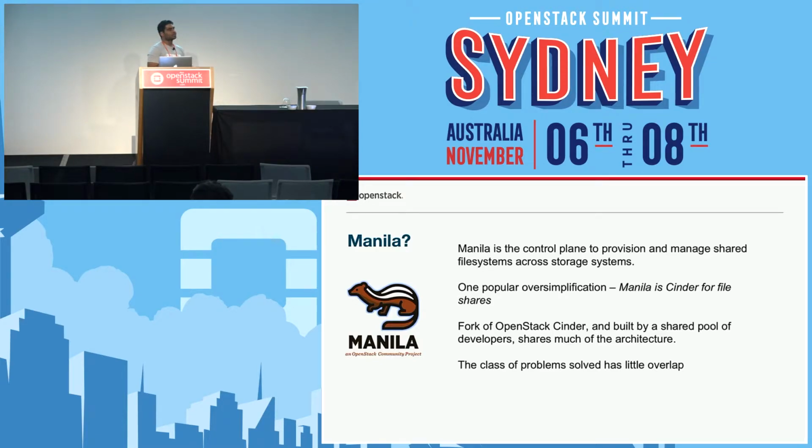To the uninitiated, one of the popular things that you usually hear is Manila is Cinder for file shares. And that's only partially true because it was forked from the Cinder project. And there's a lot of cross-pollination of ideas, of features, and combined development that happens in Cinder and Manila. However, there are a lot of implementation differences. And these differences are completely intentional. Because the kind of problems that shared file systems solve in your clouds does not have a huge overlap with block storage or object storage, for that matter.